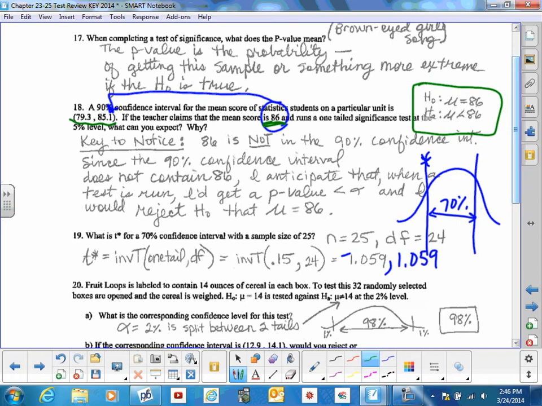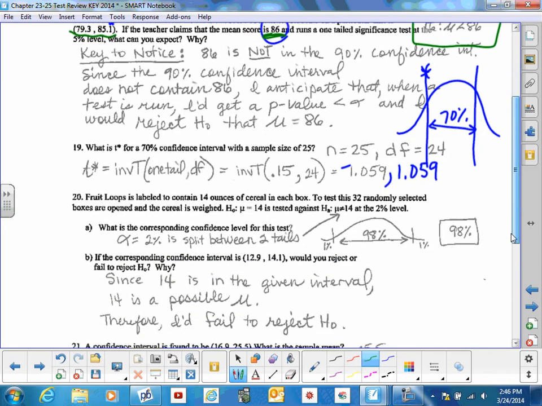So since it's not, I anticipate that when I run a test, I get a p-value small enough, and I'd reject the null. 19 was just 70% confidence, which means that's what's in the middle. So therefore, this critical value is inverse t of 1 tail. I think technically you have 2 critical values when it asks you for something like that.